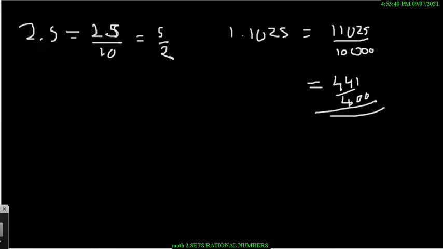And let's try out another example. Try 0.3 bar. For this one, we know that 0.3 bar simply means 0.333, and it keeps going. So we cannot use the same method. So what we should do instead is say let x be equal to 0.3 bar.